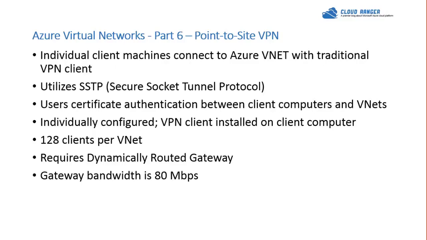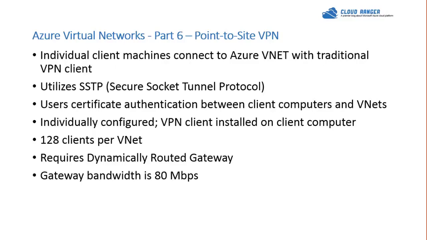It uses SSTP, the Secure Socket Tunneling Protocol, for this VPN tunnel. The authentication is done by user certificate, and we'll go into details on this when we go hands-on. You'll be creating self-signed certificates to make this happen. They're individually configured, so if you have 10 client computers, you will be configuring this 10 times and installing that software 10 times on all of these client computers. Currently, there can be 128 clients per virtual network that you create on Azure. If you need more than that for whatever reason, you'll have to create a separate VNet and do all of that.